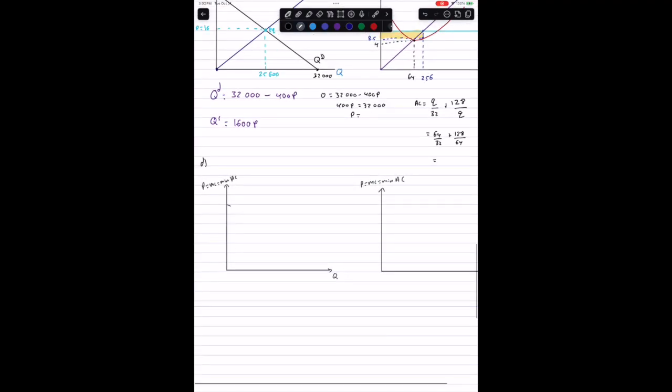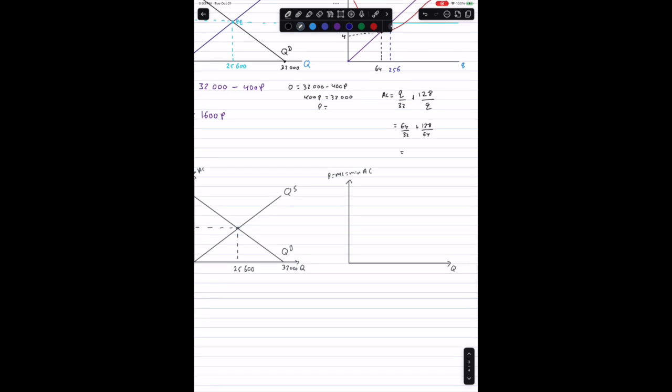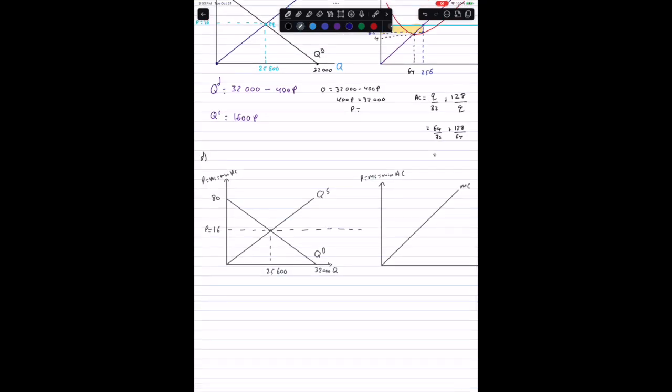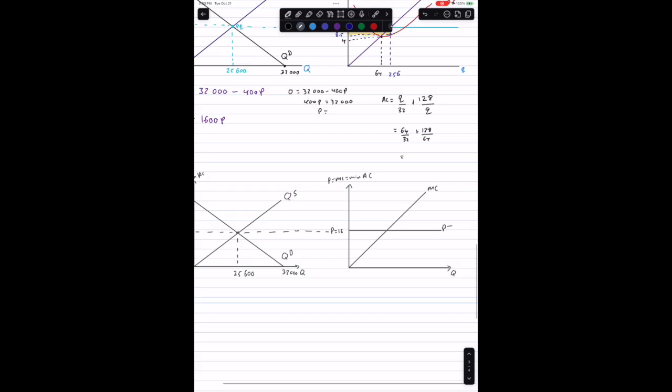Perfect. We know we have our quantity demanded line, 32,000, our choke price of 80. We have our quantity supplied line, right? And we know our equilibrium is 25,600 and the price is equal to 16. In our original graph, we know this is going to be marginal cost. We can trace price over here, right? Price is equal to 16.